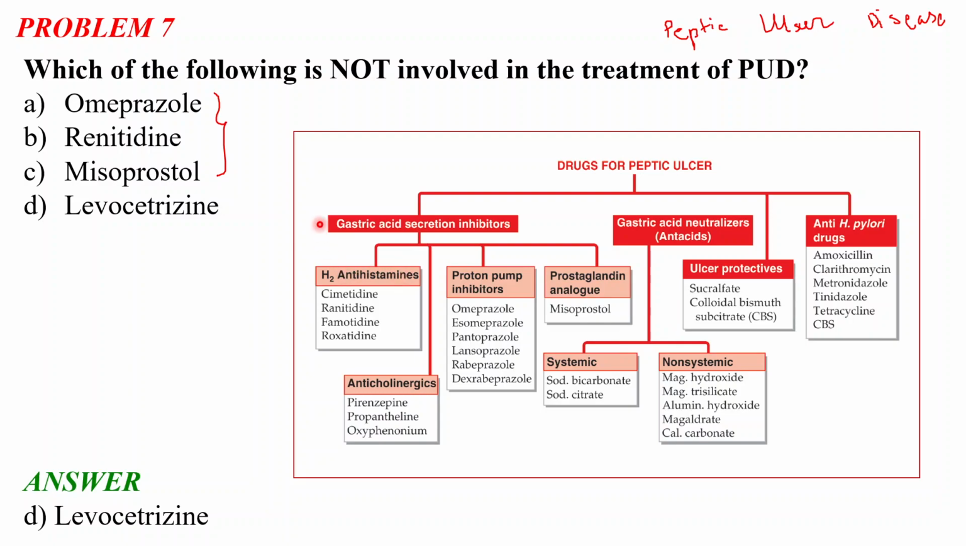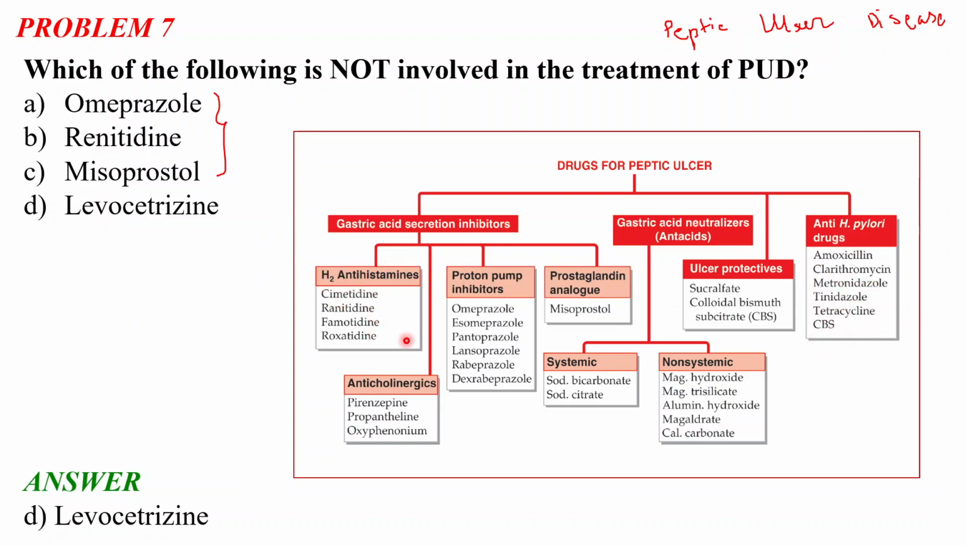There are examples of the drugs. The gastric acid secretion inhibitors are of 4 types: H2 antihistamines, proton pump inhibitors, anticholinergics, and prostaglandin analogues. The gastric acid neutralizers, or antacids, are systemic antacids and non-systemic antacids. There are ulcer protectives like sucralfate and colloidal bismuth citrate, and anti H. pylori drugs are antibacterial drugs like amoxicillin and metronidazole.